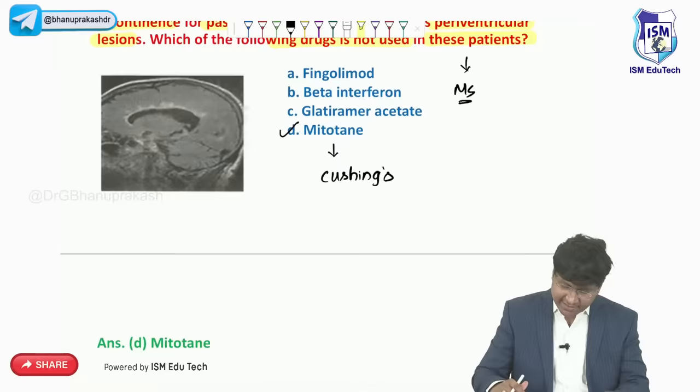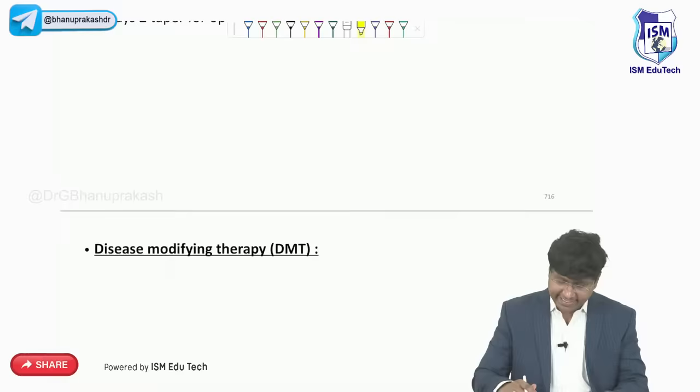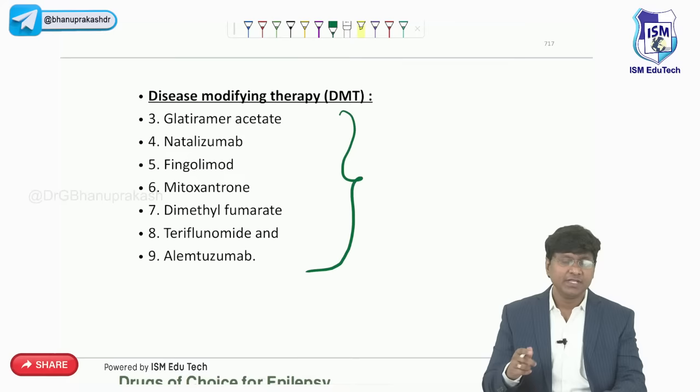And what is the drug of choice for an acute attack of multiple sclerosis? In case of acute attacks, we give methylprednisolone. Methylprednisolone is the drug of choice for acute attacks of multiple sclerosis. Whereas, what are the disease modifying therapies? Disease modifying therapy will be your interferon, that is interferon beta.